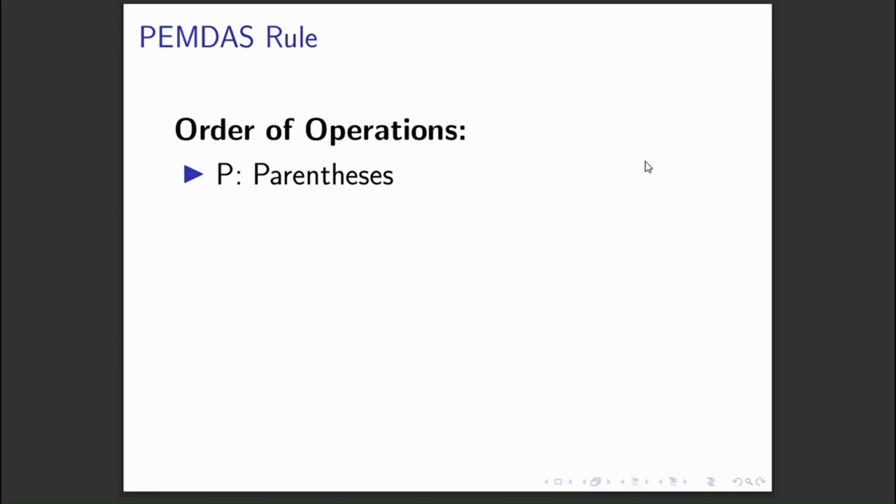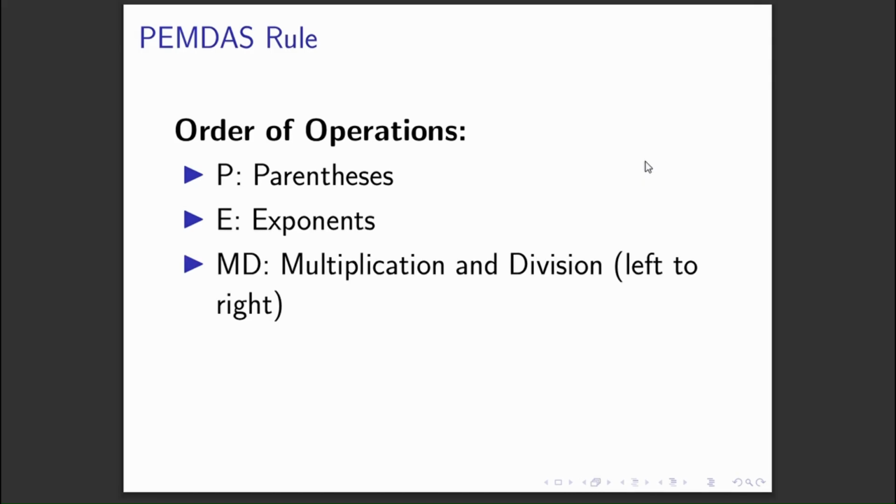First of all, in order to solve this problem, we need to know a rule that is called the PEMDAS rule, in which we will see a different order of operations. First of all, we have the operation of P, which is represented by parentheses. Similarly, the next one is E. E represents exponents, and M and D represent multiplication and division.